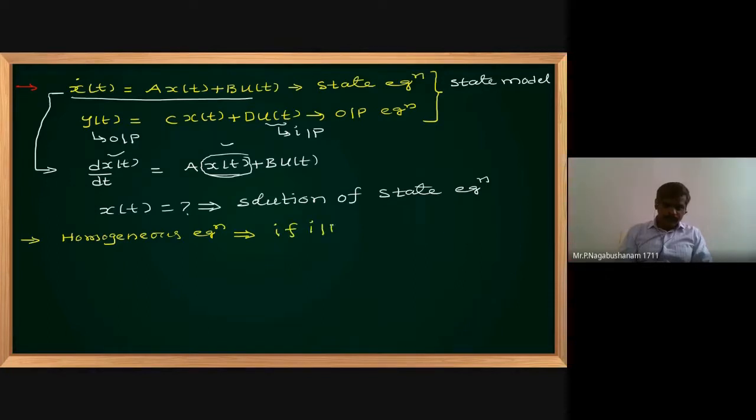If the input, and here u of t is the input, is 0, then that equation is called a homogeneous equation. If the input is 0, then x dot of t equal to A into x of t, because u of t is 0. This is called a homogeneous equation. State equations also have homogeneous ones, but with a different meaning.